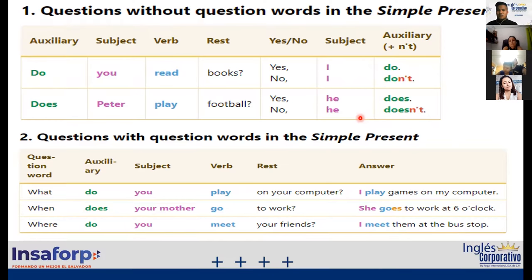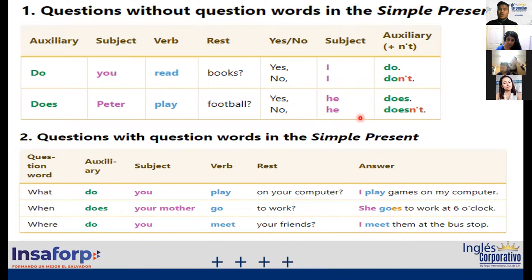So another way to create questions is adding the WH question before the auxiliary. For example, we have over there, what do you play on your computer? In this case, we cannot use the short answers. We will always have to give a full or complete answer. When we use a WH question, it won't be possible to use the short answer.